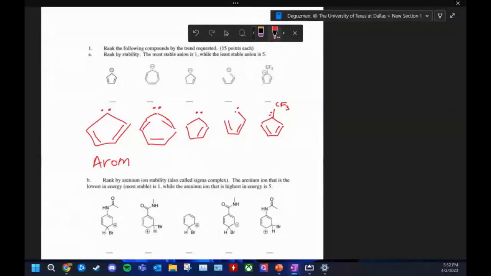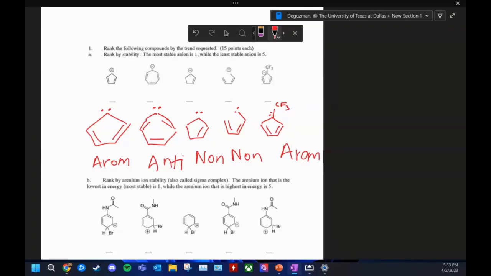What about the next one? Anti-aromatic, so we've got 8 pi electrons, still 7 members, so it's planar, but not good, right? So anti. What about the next one? Non, right? It's not conjugated. Next one, non, and last one, aromatic. But a little interesting, right?